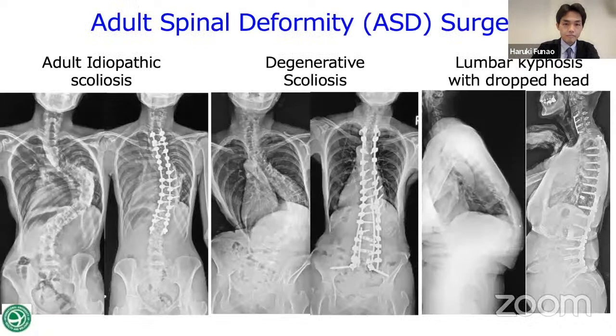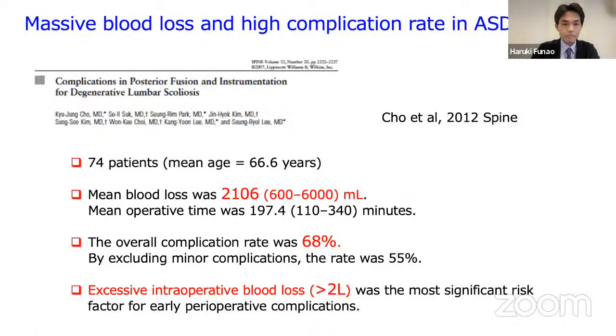Adult spinal deformity surgery is one of the challenging spine surgeries. Surgery can achieve good global alignment and clinical outcome. However, as you know, the complication rate is very high. Most of the studies reported mean blood loss was around 2 liters. Dr. Chow reported the overall complication rate was 68%, and they found that excessive blood loss of more than 2 liters was the most significant risk factor for perioperative complications.